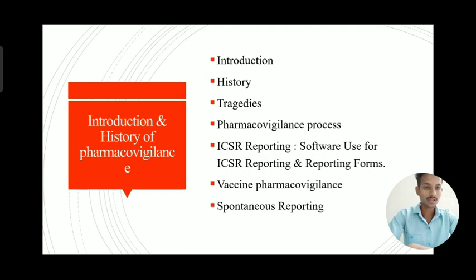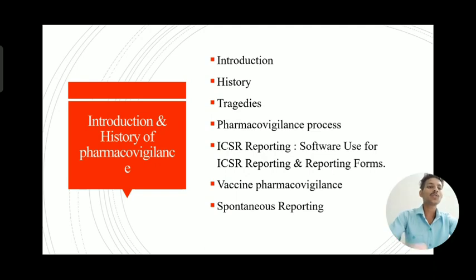Individual case safety report process. The steps are reception of the case, validation and duplicate check, login of the case, data entry, quality review, medical review, case closure, and generating the report for submission.